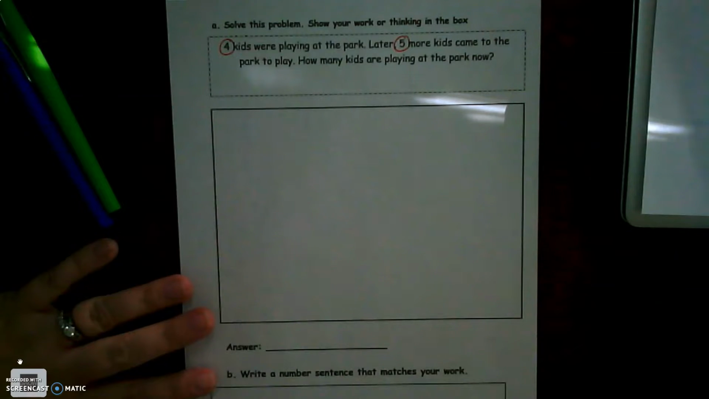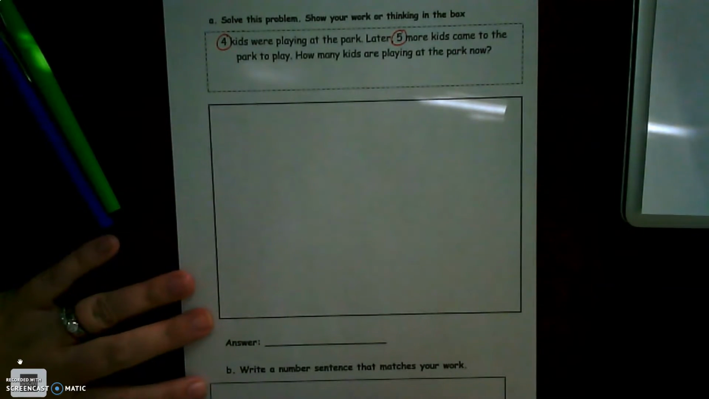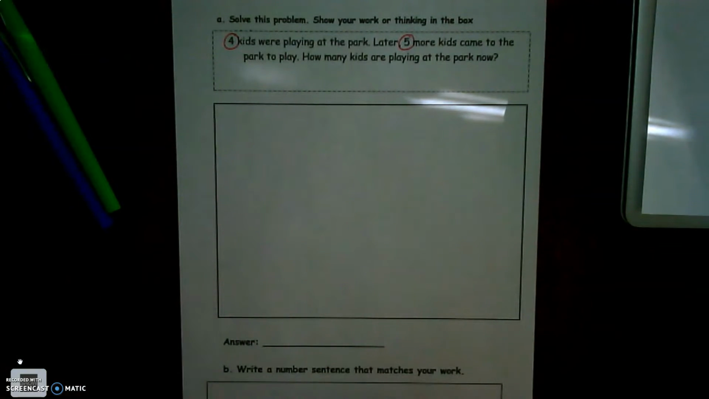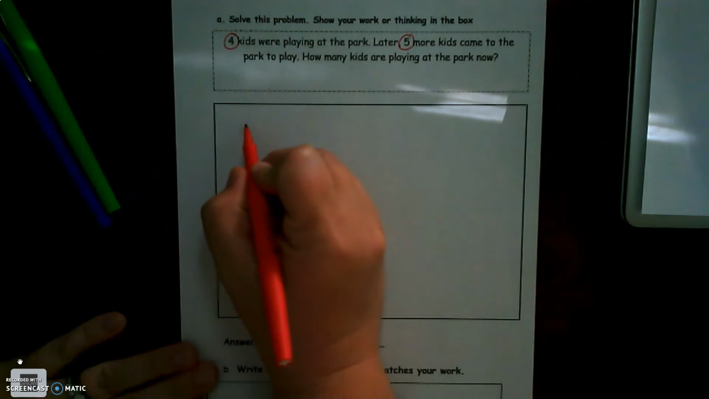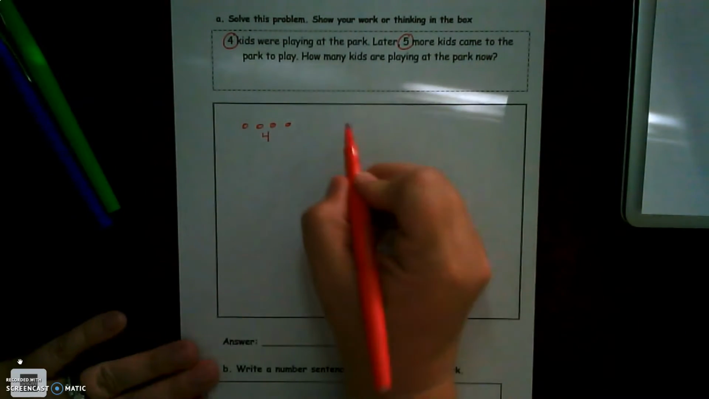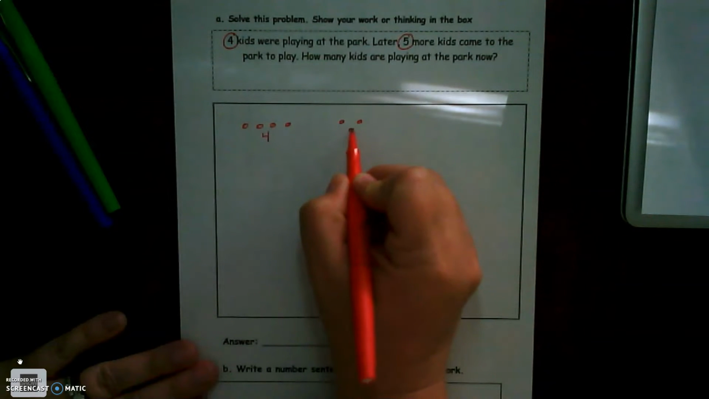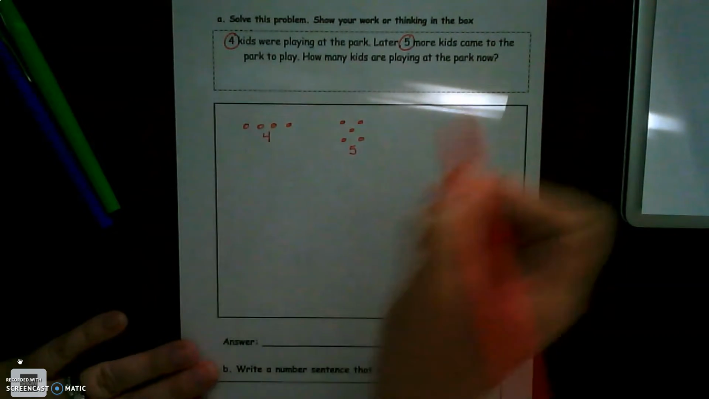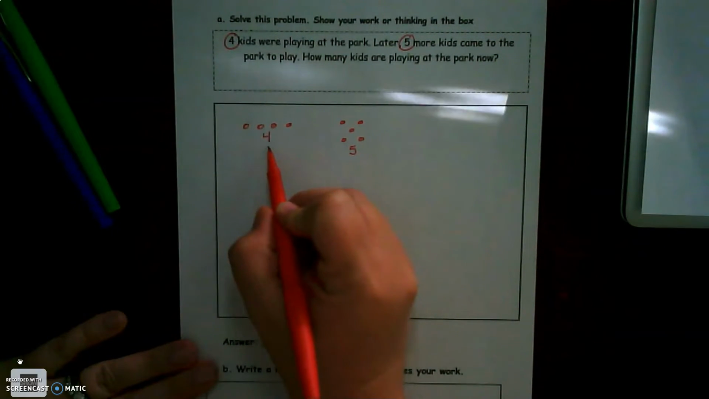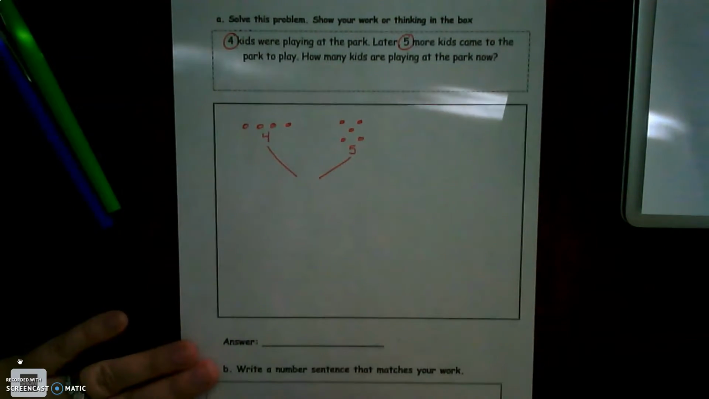And remember, we have some different strategies that we can use. One of the easiest ones is we can just draw a picture. And just like our video said a little while ago in our lesson today, we don't draw fancy pictures, we just draw circles or dots. So I'm going to draw 4. So here's my group of 4, because those are the kids that are already at the park. And then the second group is 5 that comes to the park. So if I put 4 and 5 together, how many is that?